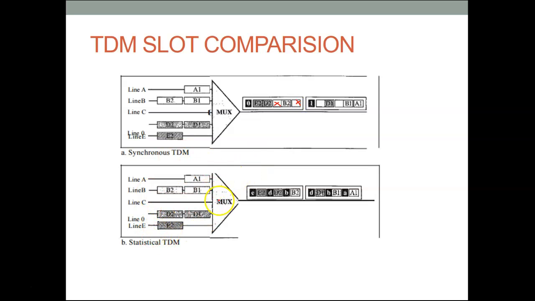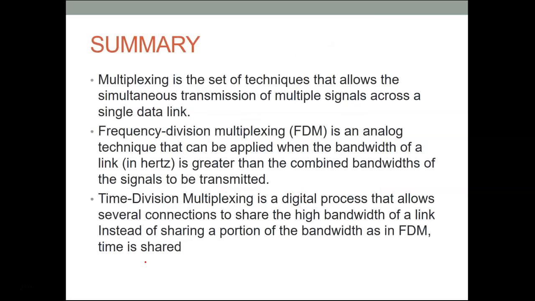The other one: E2, D2, and B2. They have to send, so I have only 3 slots. Okay, so here I don't have 5 slots as in this one. I have 3 slots. Second time I have D1, B1, and A1. So I don't waste the time at all, which is good. So this is the difference between synchronous time division multiplexing and statistical time division multiplexing.